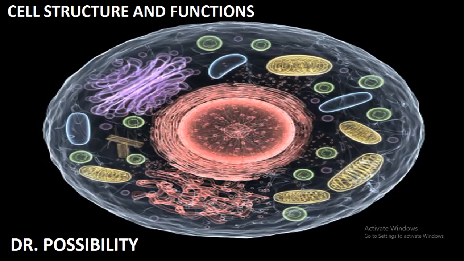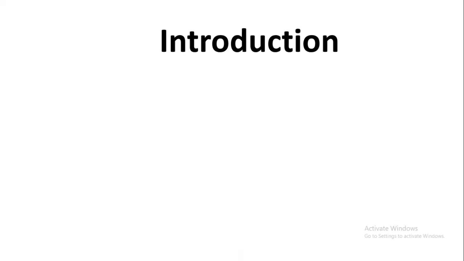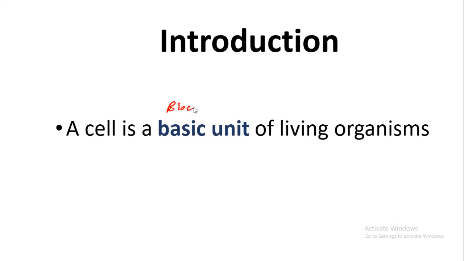In this class, I have a simple task of explaining what a cell is, its structure, and the functions. So when we talk of a cell, it is just the basic unit that forms a whole organism. This means that a cell is just the building block of a living thing. This also means that it is this cell which governs all metabolic reactions that take place in a human being.